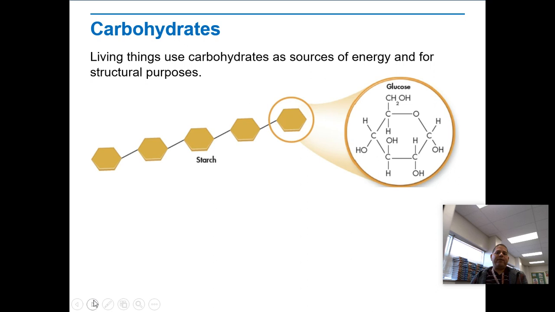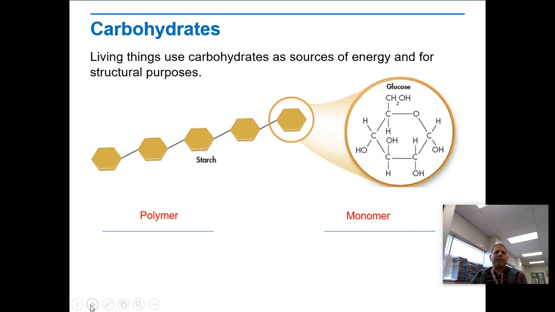An example of this would be carbohydrates. The monomer, the single unit, would be glucose. And again, notice the role that you can see that carbon plays in making one single glucose molecule. Several glucose molecules together form a longer chemical product called starches.